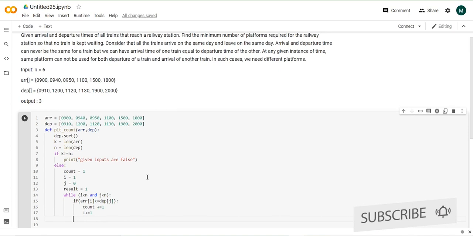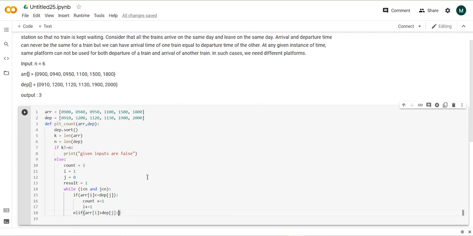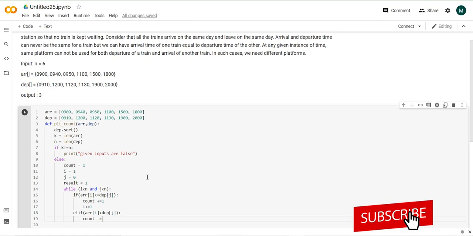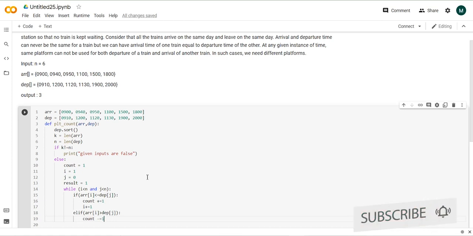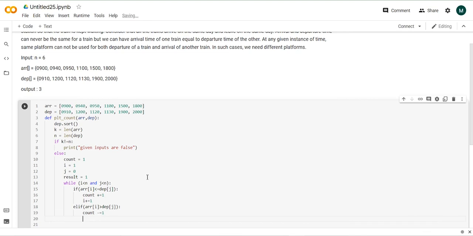Now the elif condition is arrival of i is greater than the departure of j. This is the complete opposite condition, my bad. And then we're going to decrement the count, since we are not going to use that platform, so there would be an extra platform. We decrement the count and increment the departure pointer, j plus equals 1.